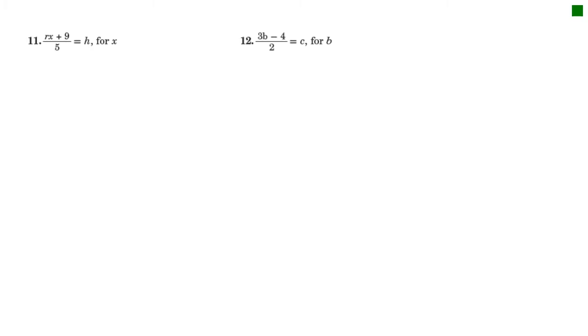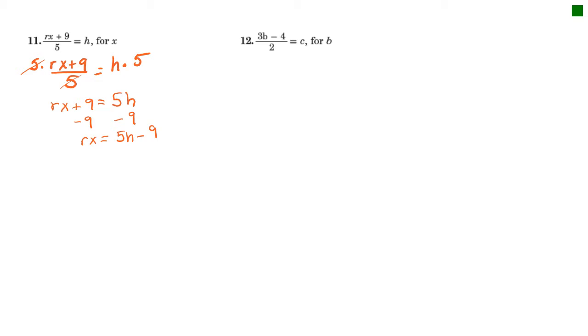So the first thing I'm going to do on this problem is multiply by 5 on both sides. And I'm going to write this out. So I'm going to do 5 times rx, that is not an x, plus 9 divided by 5 equals h times 5. Now on this side, the 5's cancel. So I have rx plus 9 equals 5h. Okay, so it was divided by 5 on one side, so it's times 5 on the other. I have a plus 9 on this side, so it's minus on that side. R times x equals 5h minus 9.